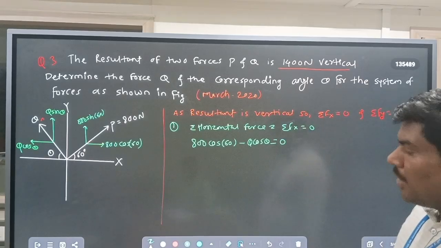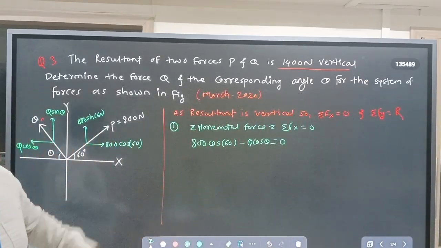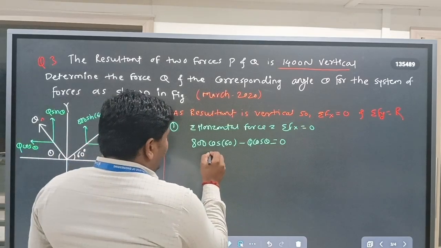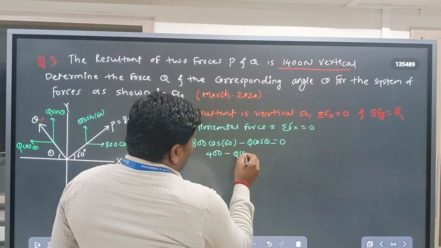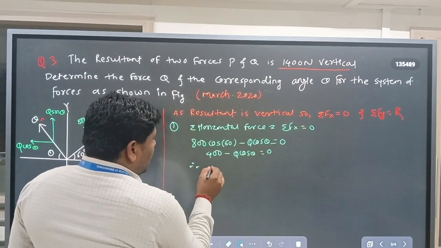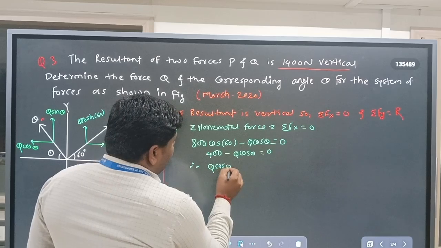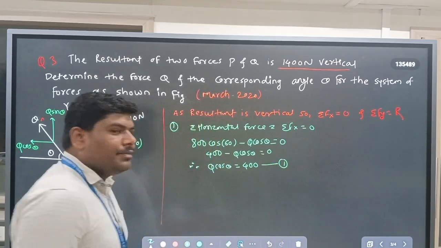RHS is 0. Now the value of 800 cos 60 is 400. So 400 minus Q cos theta equal to 0. Therefore Q cos theta is equal to 400. This is your equation 1.